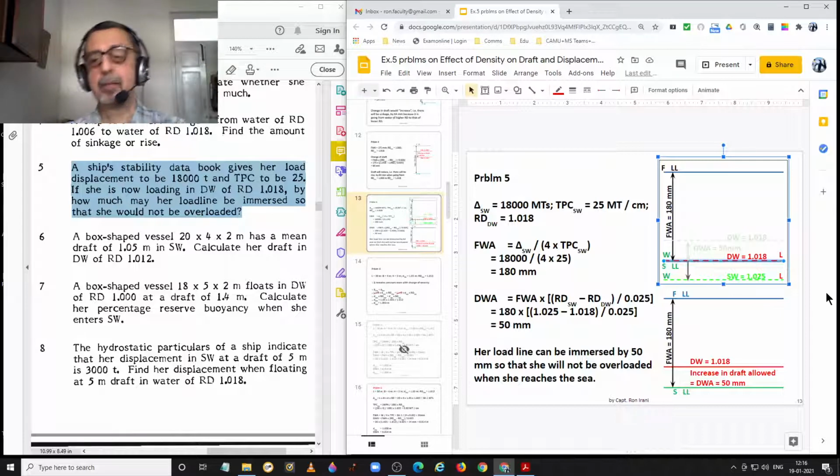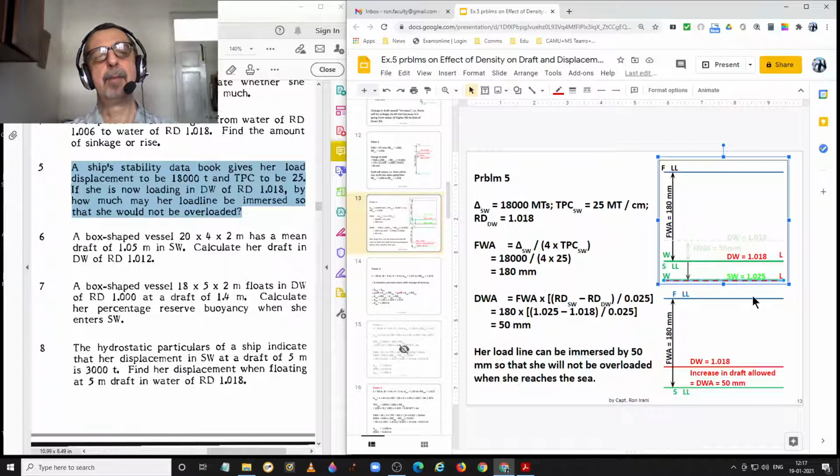So in effect, what happens is, in this present condition, the ship will float at this water line when she comes out into the sea. That means you have underloaded her by so much quantity, by so much draft multiplied by TPC. To calculate that, we have to calculate her dock water allowance and apply that while she is floating in the port in dock water of 1.018.